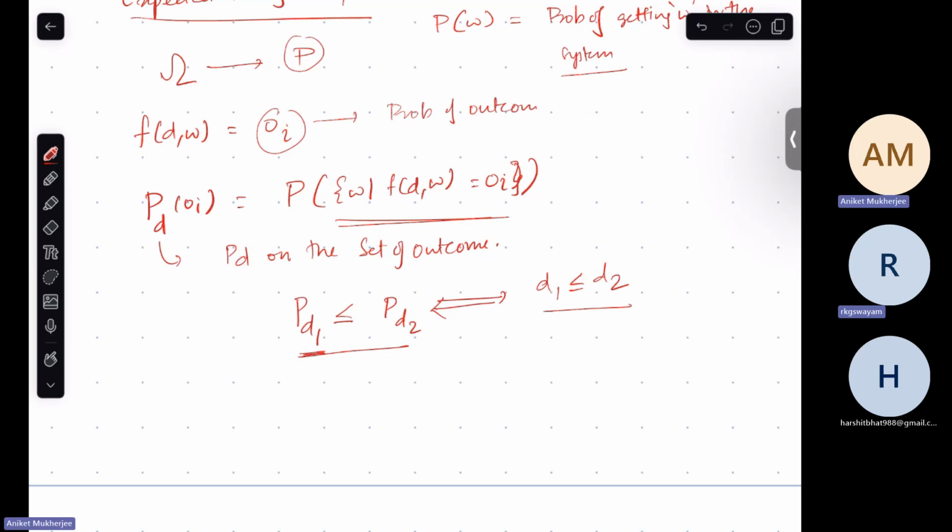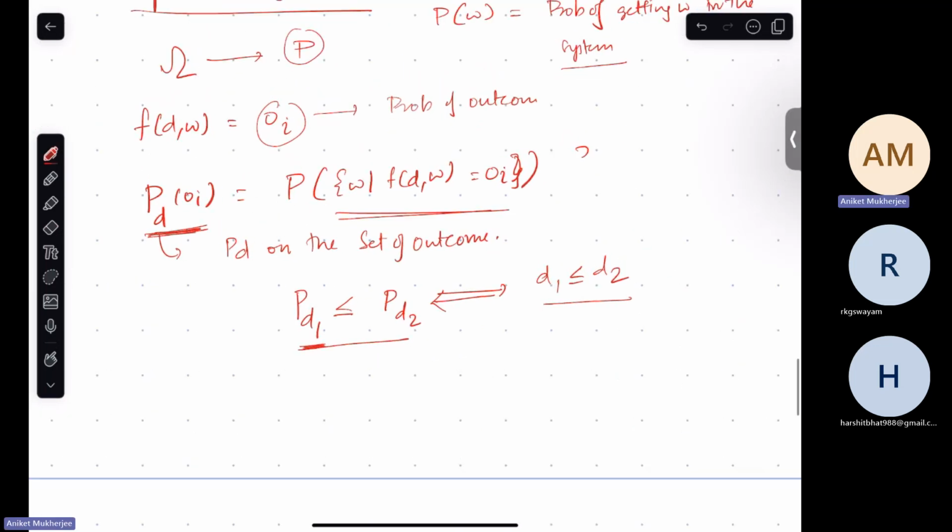This PD1 is what you're asking, right? So PDOI, whose definition is written here. Yeah, okay. This definition, you want this definition, PDOI. So PDOI means the probability of getting output as OI if I take D as my decision.